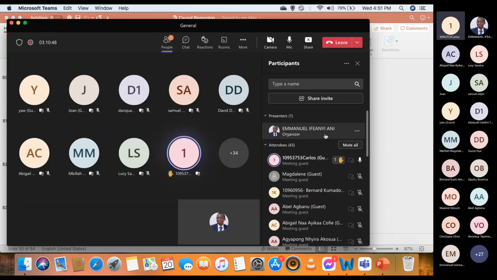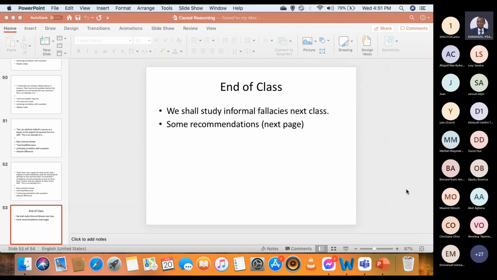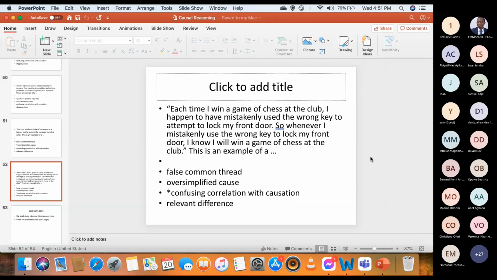Yes, sir. Please, the example you just ended with, this last example you gave: winning a game of chess and using the wrong key to lock the door. Isn't this looking more like a false common thread?